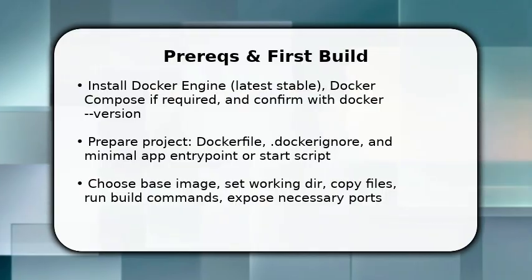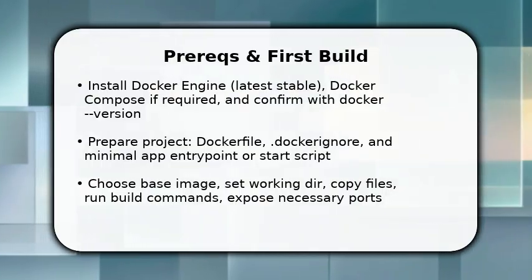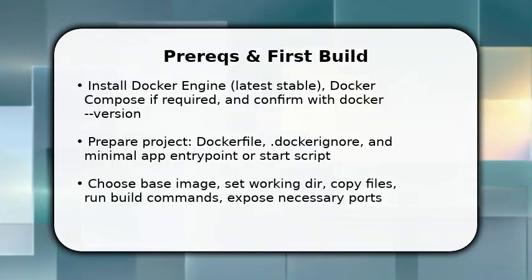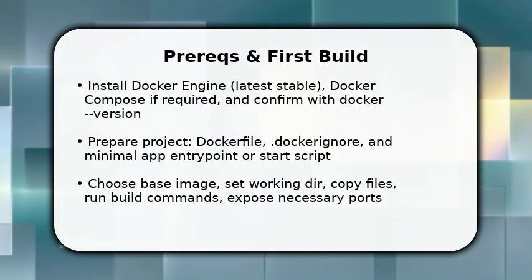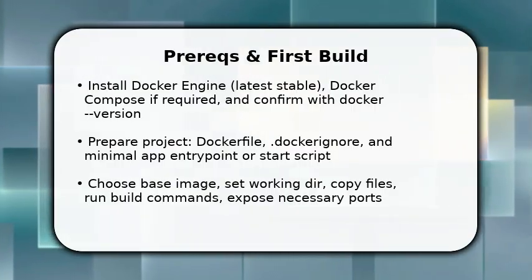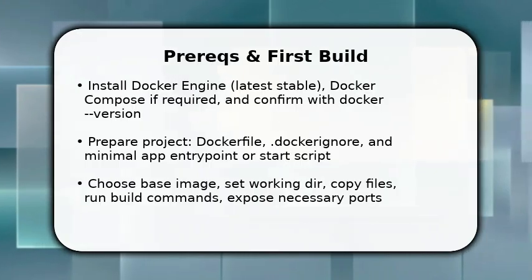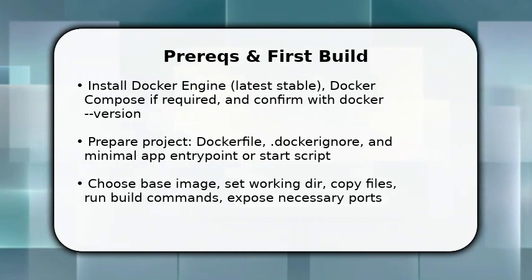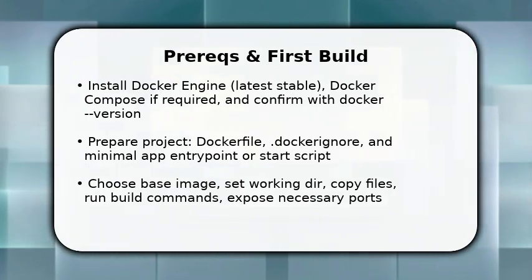Use a stable base image that matches your runtime, set WORKDIR, copy only what you need, and run build steps like npm install or pip install. Once done, expose the port your app uses and define a simple CMD or ENTRYPOINT so the container can start automatically. You now build and tag your image clearly so deployments track versions.